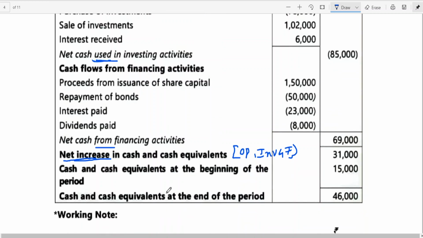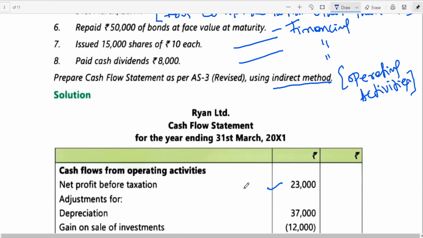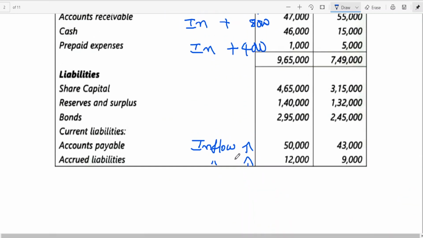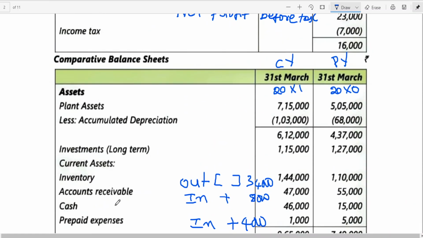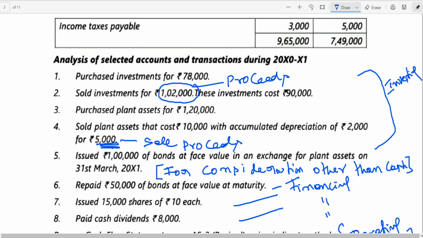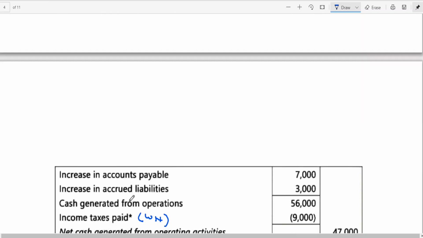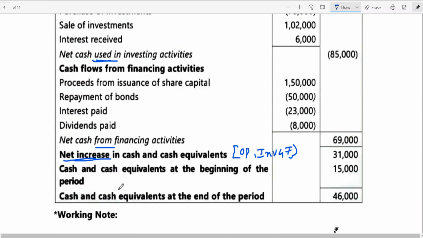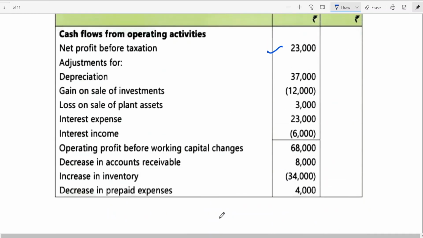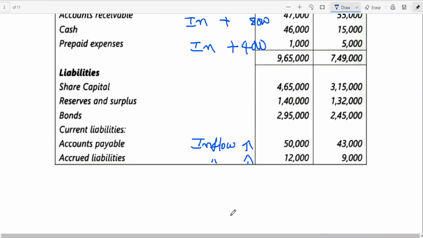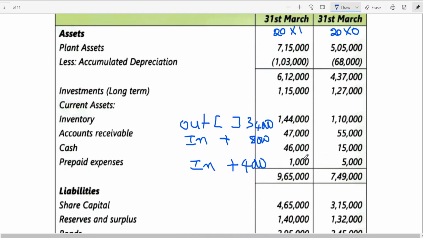And to this we need to add cash and cash equivalents at the beginning of the period. It has been given to you in the problem itself. You can see we don't have any equivalents, we are having only cash. But I told you in the last class also, you can write cash or cash and cash equivalents, whether equivalents are there or not, we can take it as cash. So we take cash and cash equivalents at the beginning of the period 15,000, and then we are getting cash and cash equivalents at the end of the period 46,000. This 46,000 also has been given here. That means in the solution itself we have the answer. This 15,000 is the beginning, 46,000 is the end.